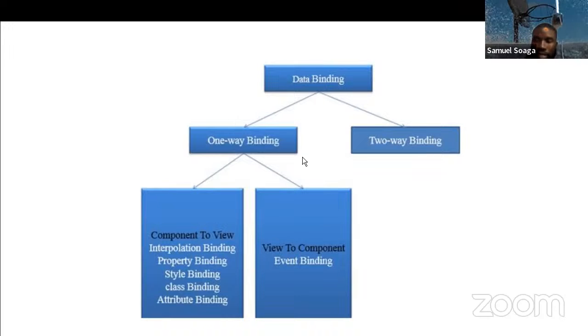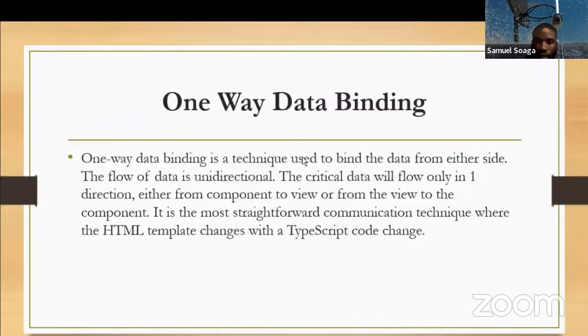Please go to the next. Sorry. One-way data binding is a technique used to bind data from either side of the application. The flow of data is unidirectional, and the data will flow only in one direction, either from component to view or from the view to the component. It is the most straightforward communication technique, where the HTML template changes when the TypeScript changes.